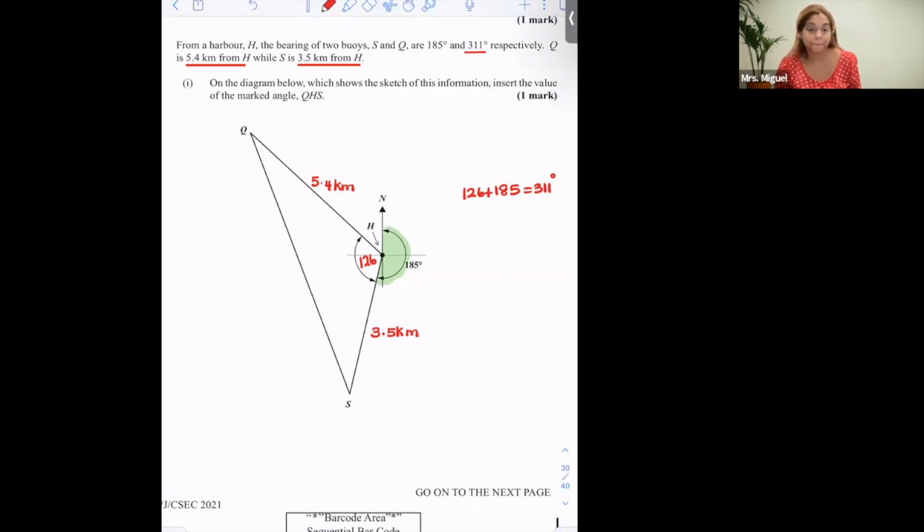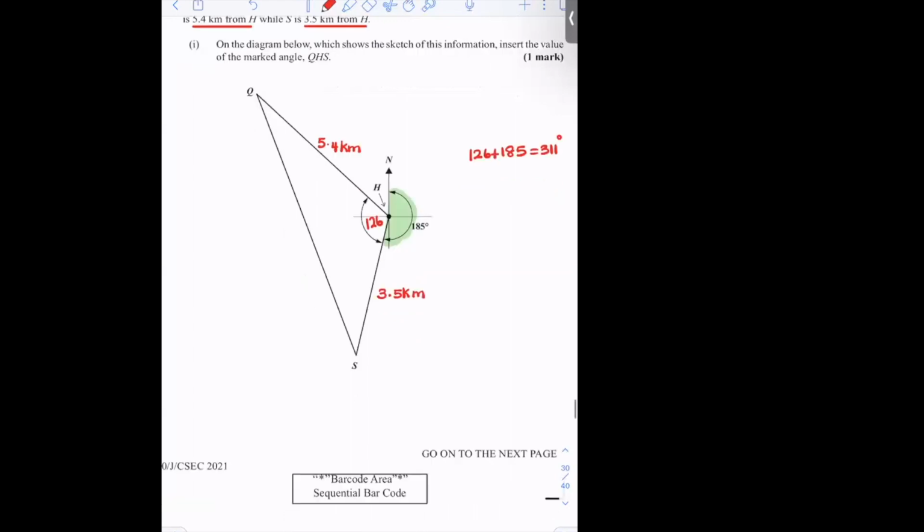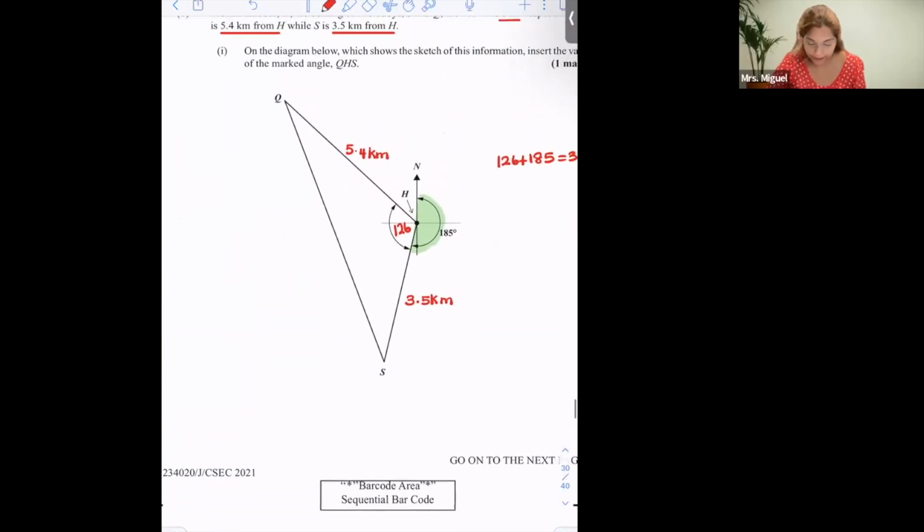Are we ready? Yes, miss. All right. Calculate QS.